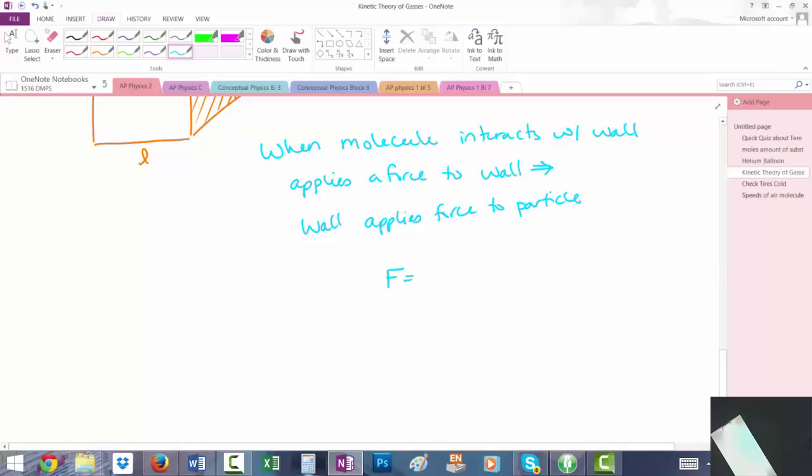It was going this way, now it's going this way. Change in momentum divided by time is equal to force. That's the impulse-momentum theorem. Does that look familiar to you? Have you seen that before? Okay. So I'm going to write this down here as m delta v over t. Okay.